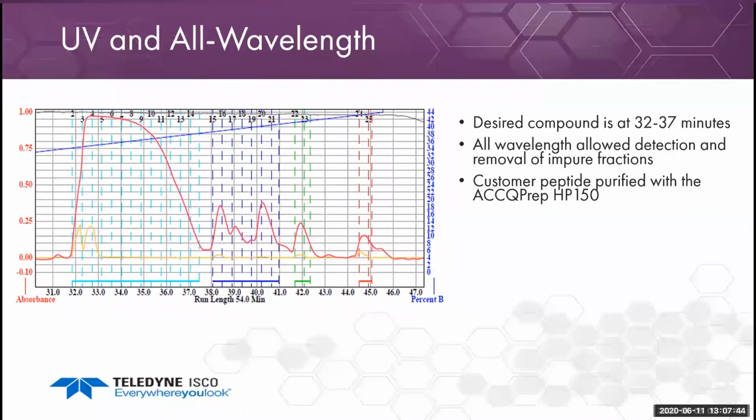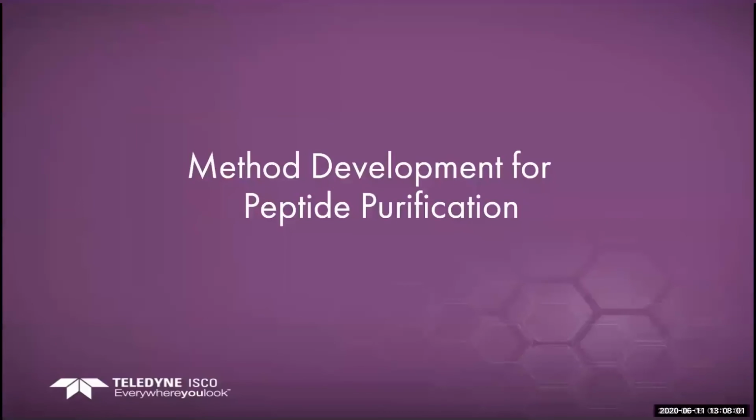They noted impurities eluting between 32 and 33 minutes and were able to cut those fractions, resulting in a product with improved purity. Those impurities were not visible by the single wavelength UV trace, but showed up very clearly with all wavelength collection.